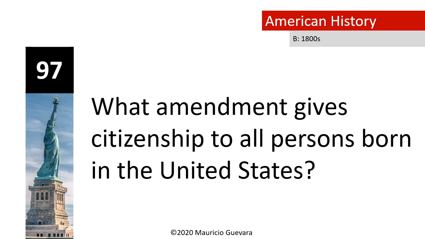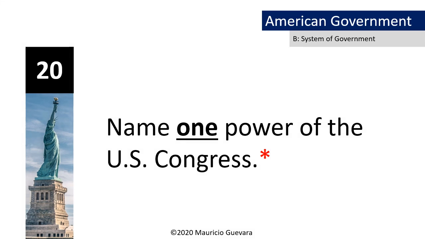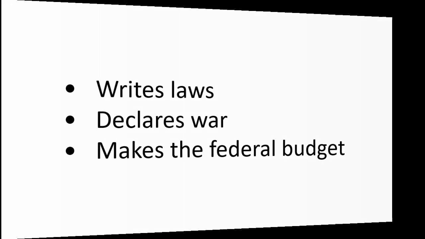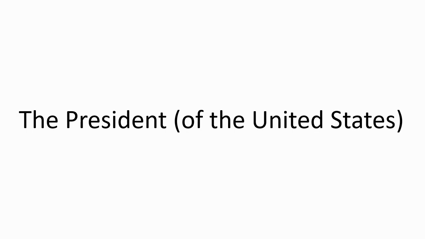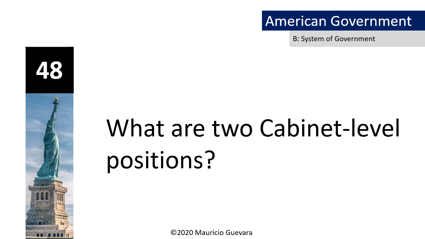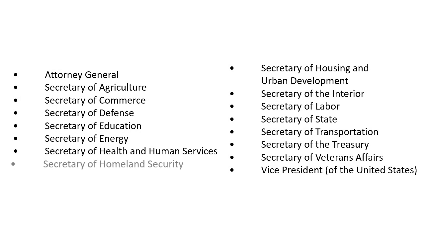What amendment gives citizenship to all persons born in the United States? 14th Amendment. Name one power of the U.S. Congress. Writes laws. Who vetoes bills? The President. What are 2 cabinet-level positions? Secretary of Homeland Security. Vice President.